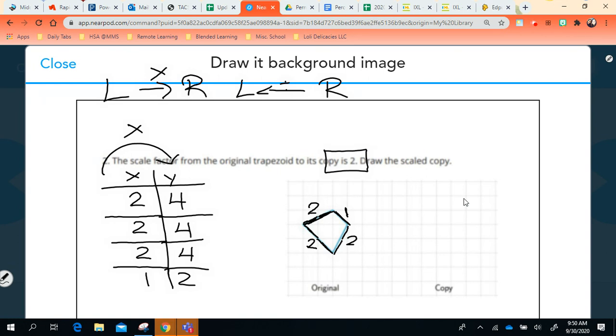So if this side right here was 2, and I know it's not beautiful, but now it's 4, it's going to be 1, 2, 3, 4. And then this one was 1, but now it's 2, so I'm going to do it sort of the same way. I'm going to go diagonal. 1, 2. Is it beautiful? No, it's not. It's okay. I love you, though.